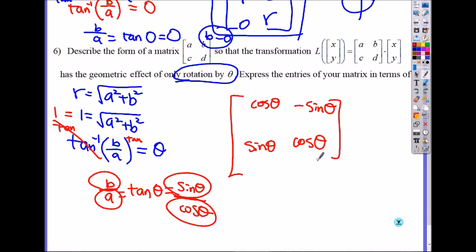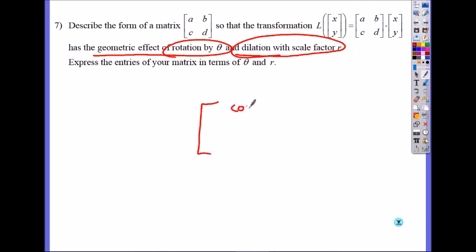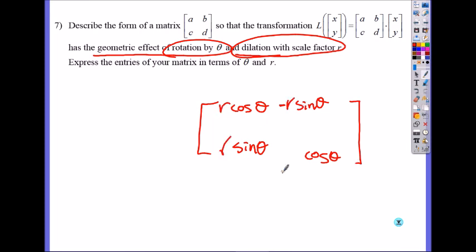But if there's a scale factor, if it's dilated and rotated, so here, if it rotates by theta and is dilated by scale factor of r, then it becomes what? Cosine theta, cosine theta. And was it sine here? Sine theta, and this was negative. But now it will be multiplied by r in front of it. So it's r, r, r, r.